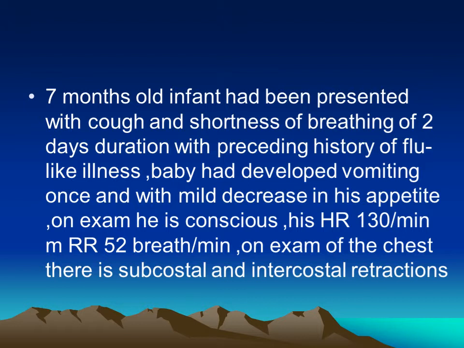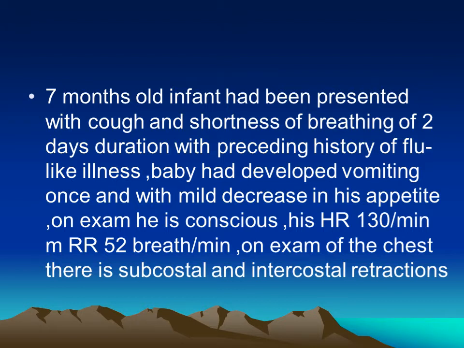So, from this scenario, you should decide whether there is any danger sign. We will discuss later on. Suppose you have read the lecture previously and you know the danger signs: vomiting everything, convulsion, disturbed conscious level. In this scenario, we don't find any danger sign. And we should look, does the child have chest syndrome? Yes, he has chest syndrome, and he has fast breathing. His respiratory rate is 52 breaths per minute.